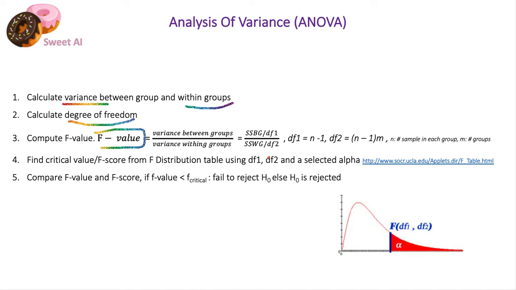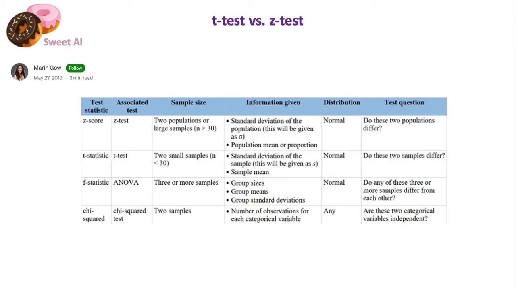And after calculating that, we get a critical value or F score, which can be selected from this table. There is an F table as well to get the F score from the F value, for the degrees of freedom between groups and within groups and the selected alpha. Then we can compare the F value and F score, and if the F value is bigger than the critical one, we are going to reject the null hypothesis, otherwise we fail to reject it.